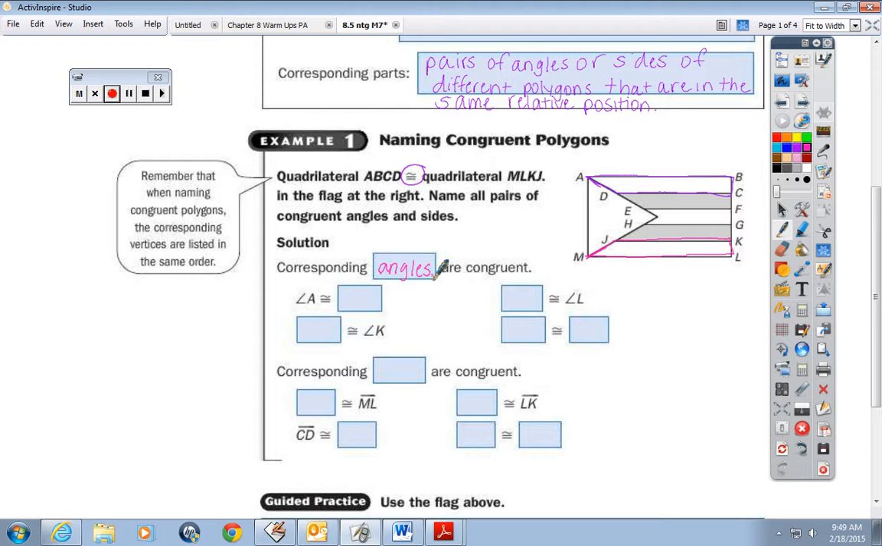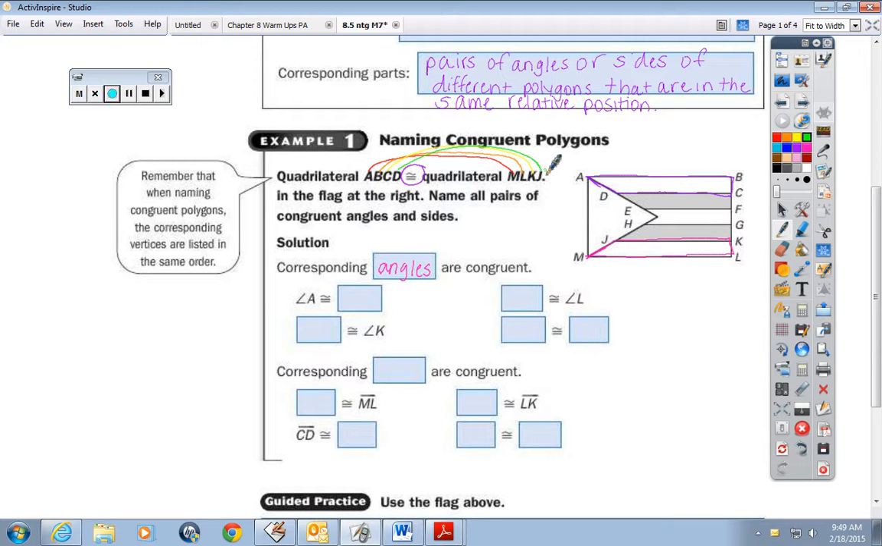So from here on out, not looking at this picture is going to help. I was just showing you the two different quadrilaterals. These are quadrilaterals because they have four sides. From here, I like to draw a rainbow, so I'm going to use rainbow colors. We're going to stop looking at the picture, and I'm going to match the letters in order. I'm going to make A connect to M, B connect to L, C connect to K, and D connect to J.